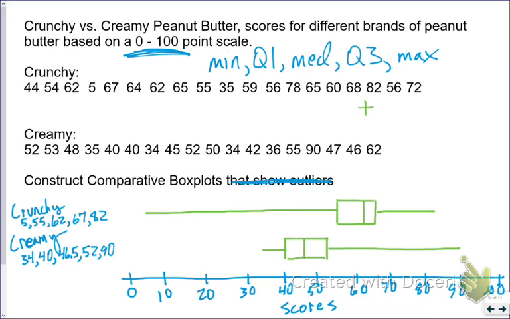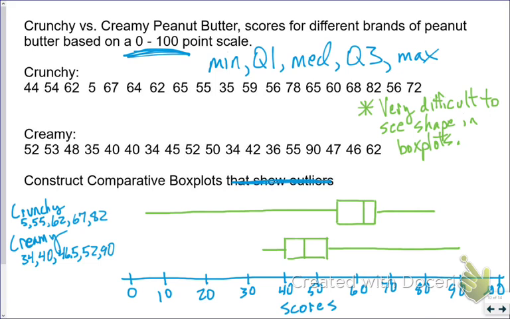Note, it is very difficult to see, if not at all, shape in box plots. But you can definitely see center. You can compare the medians. You can see spread. You can compare the ranges.